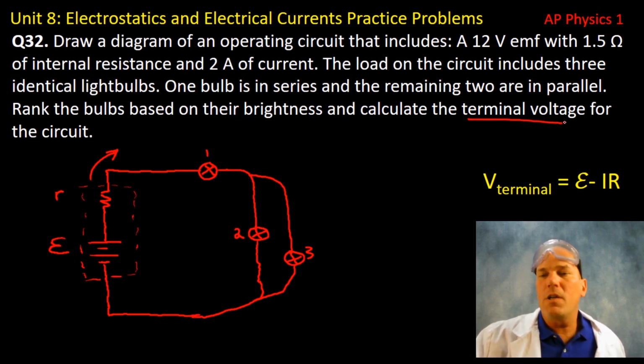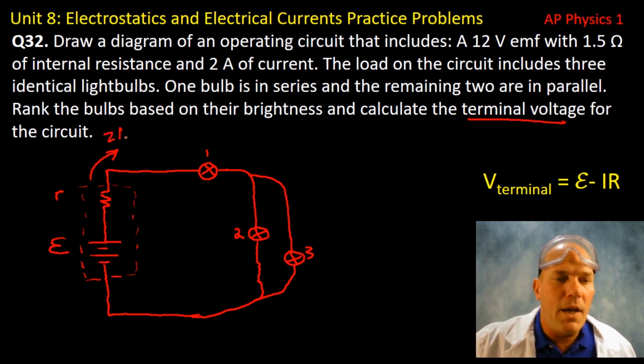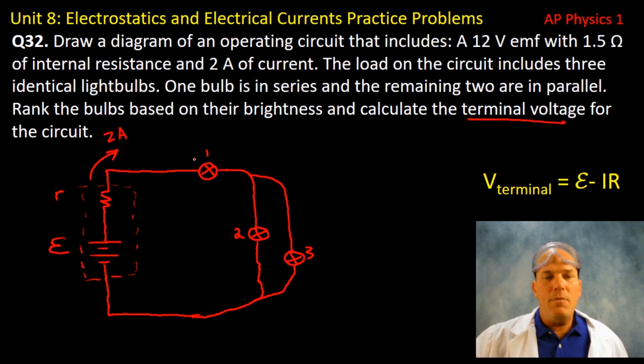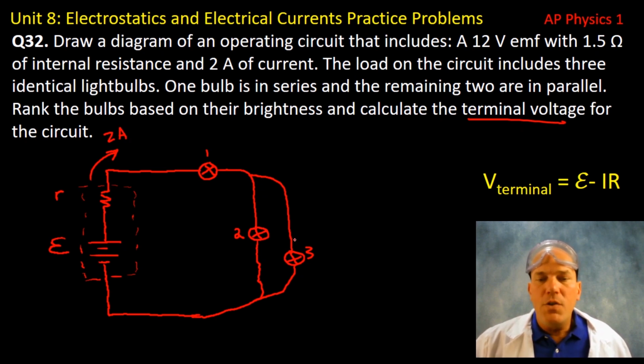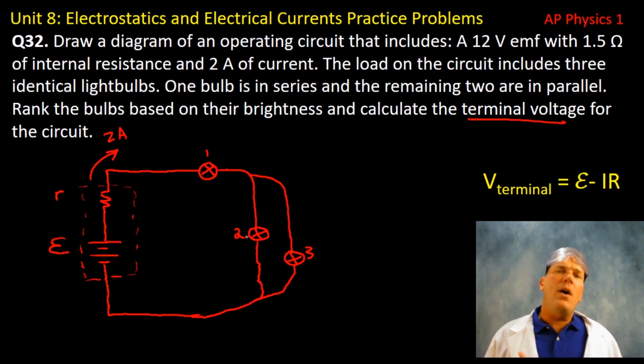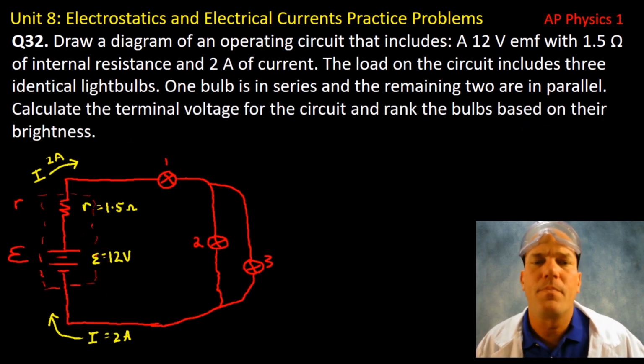So here we're going to end up calculating terminal voltage. We have this 2 amps that pushes out here, and we have 1 light bulb in series. So all the current will go through this light bulb. And then the current will split into 2 and 3. Light bulbs 2 and 3 are in parallel. So this qualifies as a circuit with internal resistance with 3 light bulbs, 1 in series, 2 in parallel.